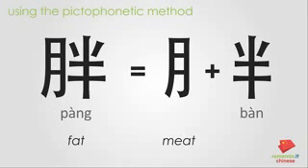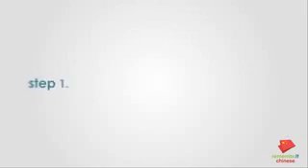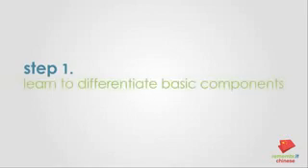Okay, so now we have a good understanding of how Chinese characters were created. Let's look at the best way to learn them. There are 3 key steps to learning Chinese characters efficiently. Step 1. First, you should start with the simplest characters. Although characters are written as a series of strokes, they are more logically thought of as consisting of one or more basic components. Before studying complex characters, you should familiarize yourself with the basic components.